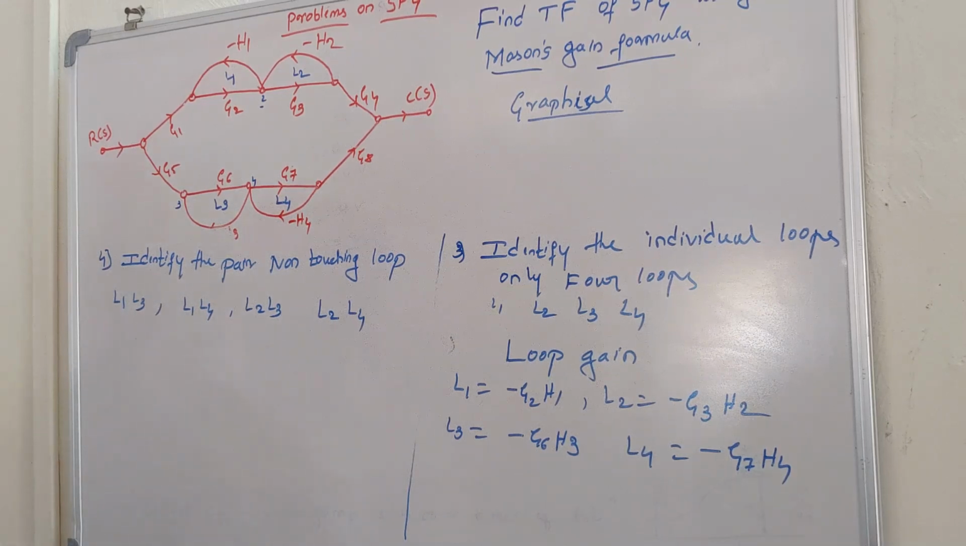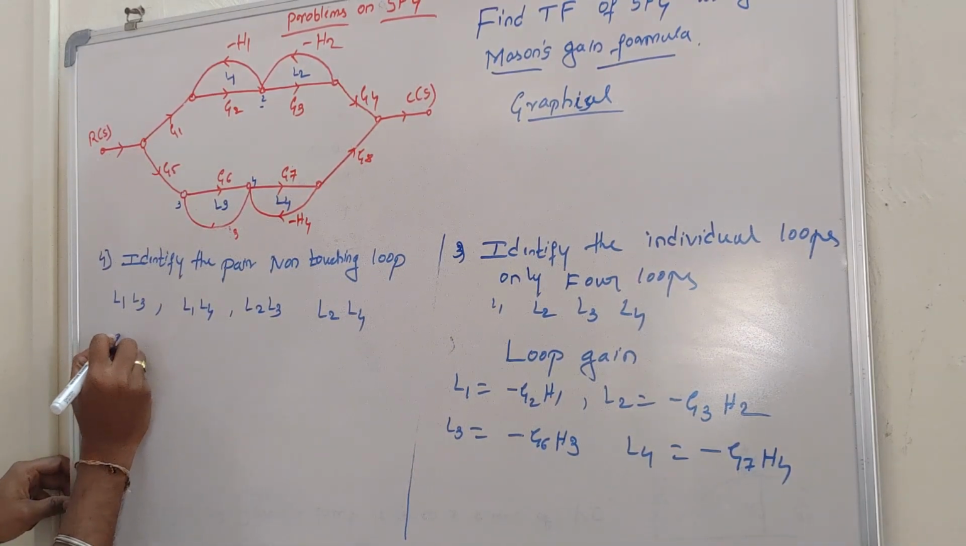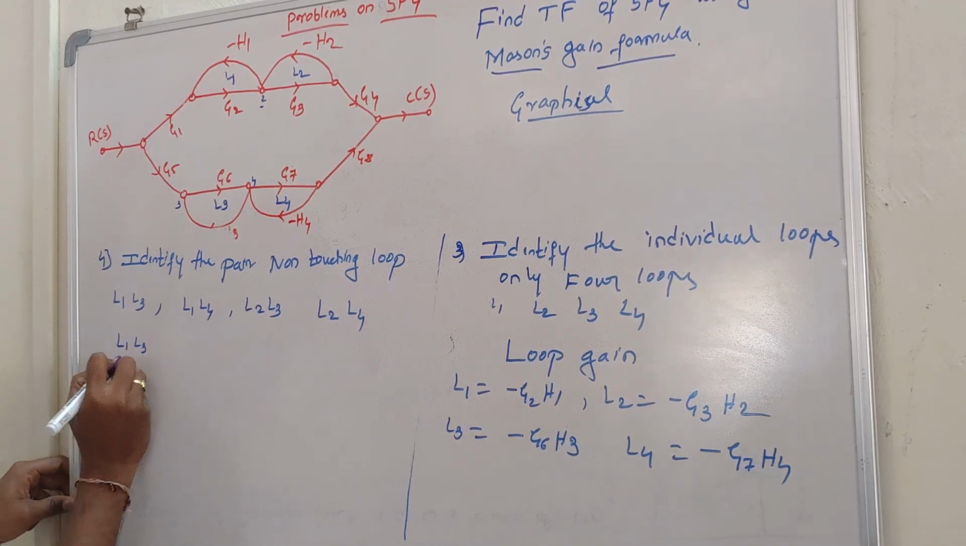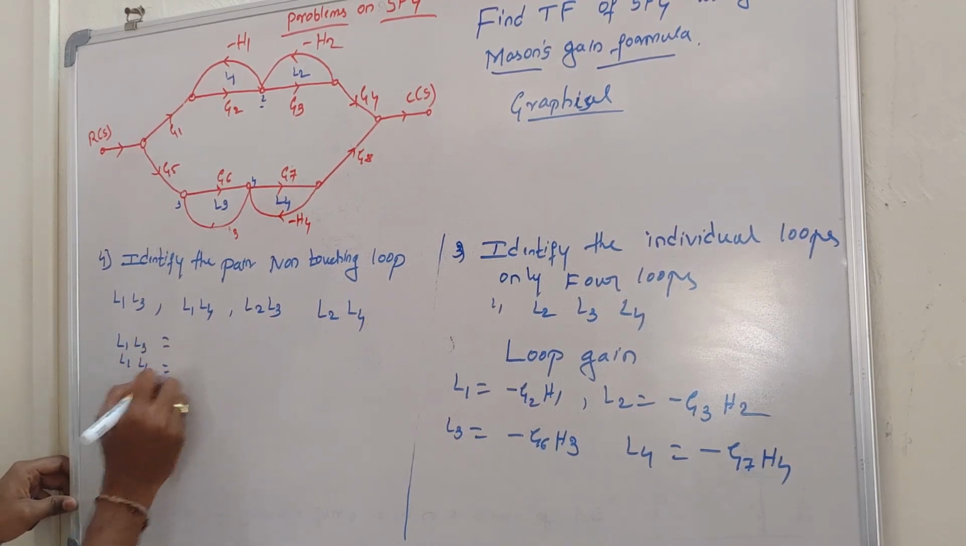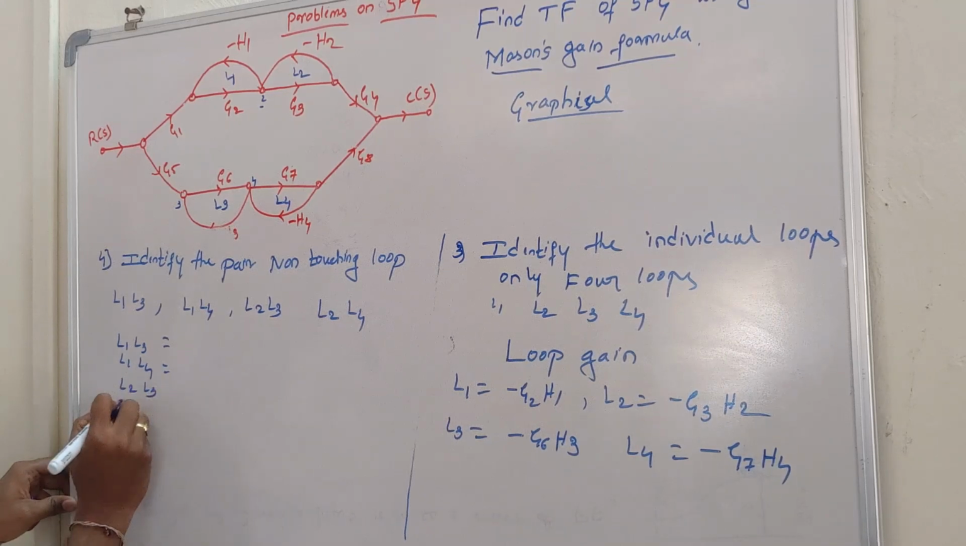Once you get the pairs of non-touching loops, find their gains. So L1, L3 is one gain, then L1, L4, L2, L3, and L2, L4.